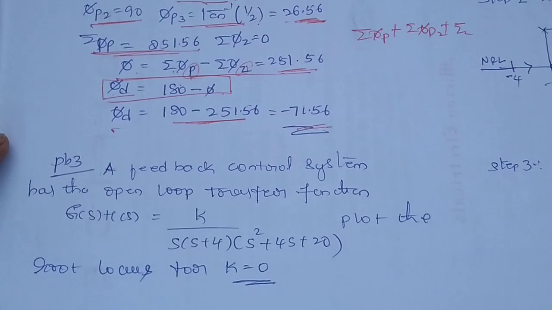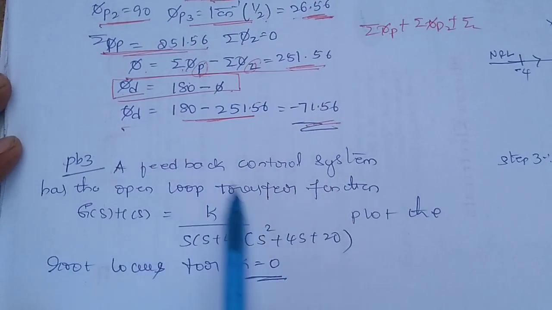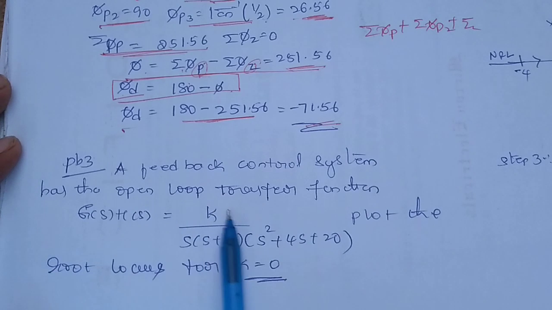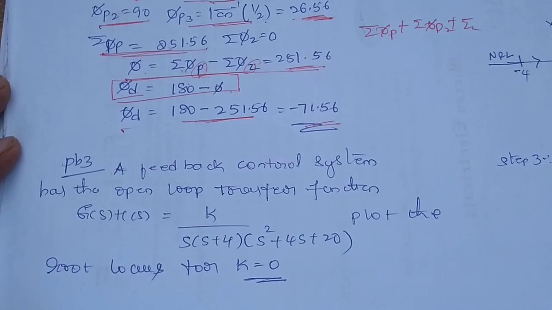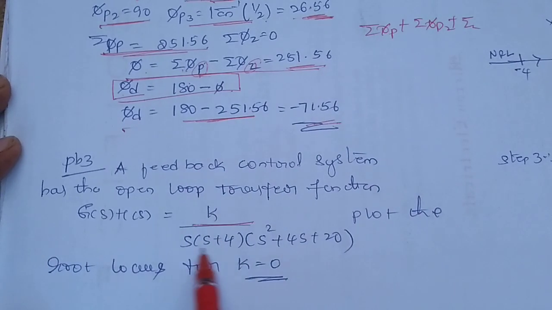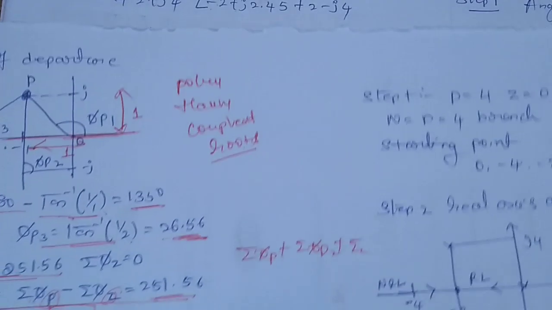Let's continue with the next problem. A feedback control system has the open loop transfer function G(s)H(s) equal to K divided by s(s+4)(s^2+4s+20). Plot the root locus for K equal to 0 to infinity. So that is step number 1.